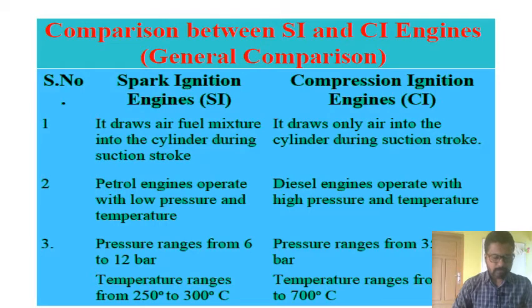Okay, next we are discussing the comparison between spark ignition and compression ignition engines. You may know them as SI engines and CI engines. SI engines means petrol engines. There we are providing a spark for combustion. If we give a spark for combustion, we call it a spark ignition engine.